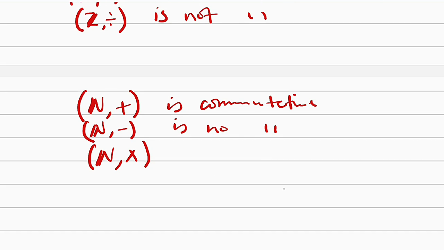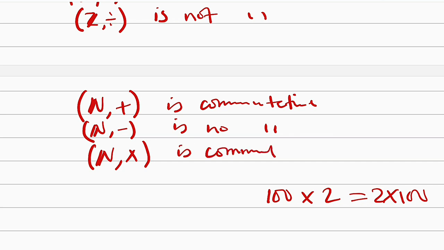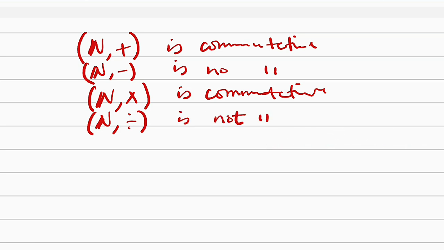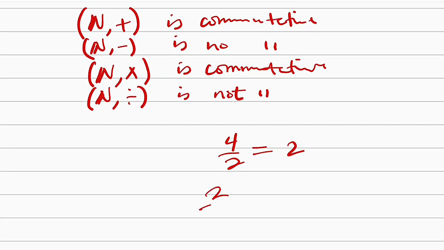Take any two natural numbers. 100 is a natural number, and 100 times 2 is the same thing as 2 times 100, provided the two are natural numbers. So this is commutative. And let's test for division, which I know is not. Division is not commutative, because you may have 4 divided by 2, which we know is equal to 2. But 2 divided by 4 is equal to 0.5. You can see the values are not the same. Therefore, division is not commutative.